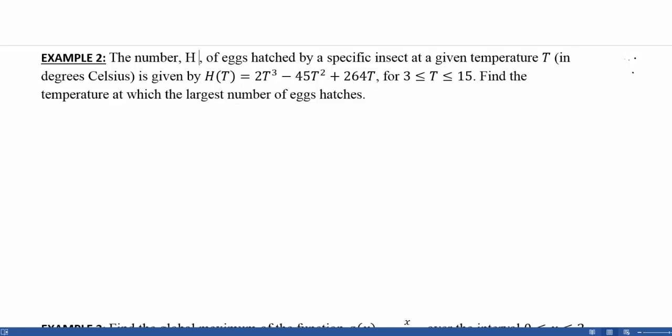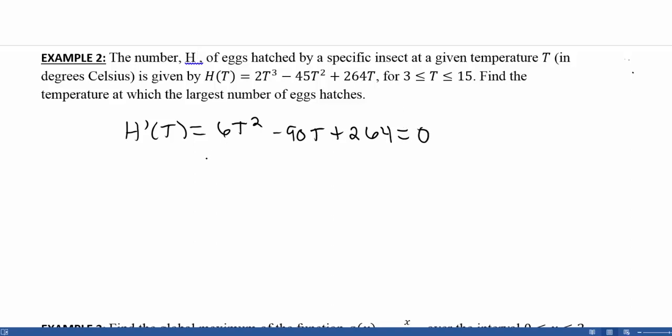So again, I have endpoints. So I have a restricted domain and my interval is 3 to 15. So I know already that I'm going to be testing 3 and 15 in my function. However, I also need to find any critical points and test those as well. So let's find the first derivative of this function. So my first derivative here is going to be 6t squared minus 90t plus 264.